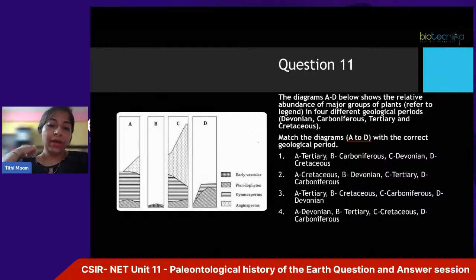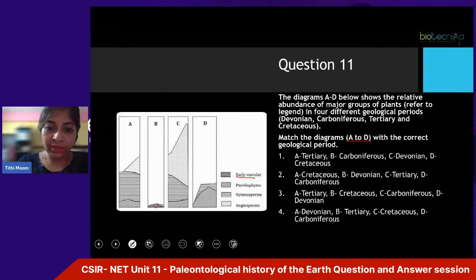Okay, many of you have given the correct answer. Yes. So in this, what you have to read is, the crisscross is for early vascular, then the diagonal is for pteridophytes, then the horizontal is for gymnosperms, and the dots are for angiosperms. Now, if you rank them in order of complexity, what do we see?